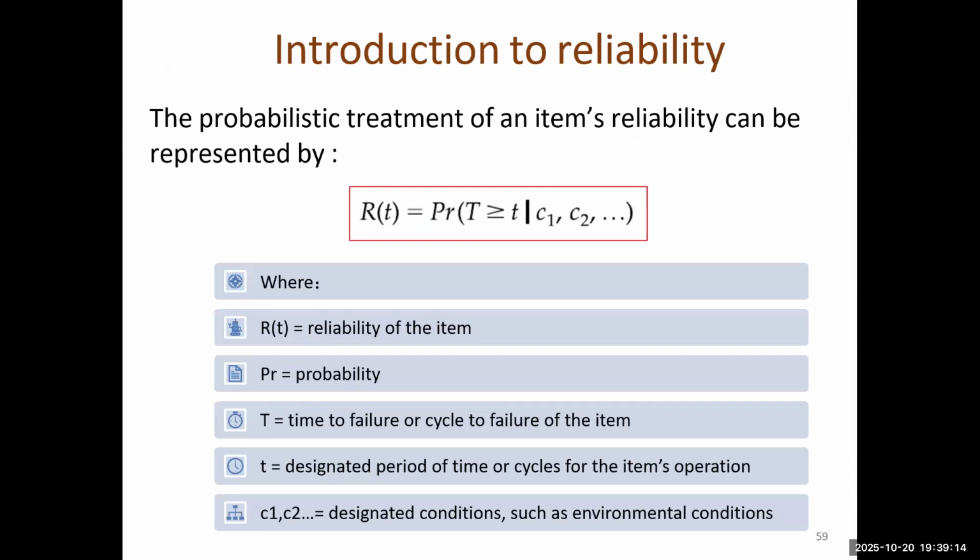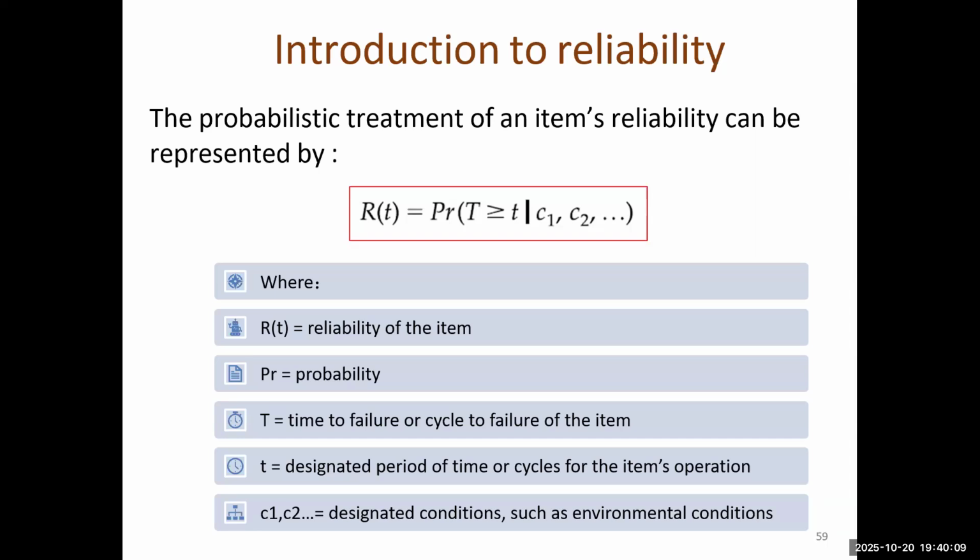This is where we introduce the fundamental equation of probabilistic reliability. This expression R(t) is the heart of the matter, so let's break it down carefully. It is read as: the reliability of the item at time t is the probability that its time to failure, capital T, is greater than or equal to a specific mission time, given that certain operating conditions C1, C2 are present. In simpler terms, it answers a direct question: what is the chance that this component will still be working when we need it at a future time t?